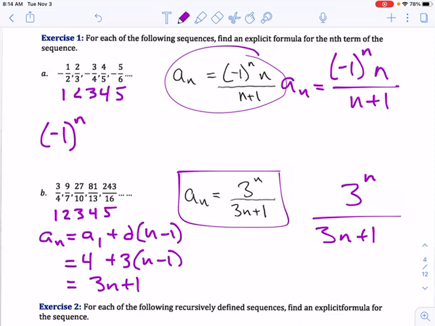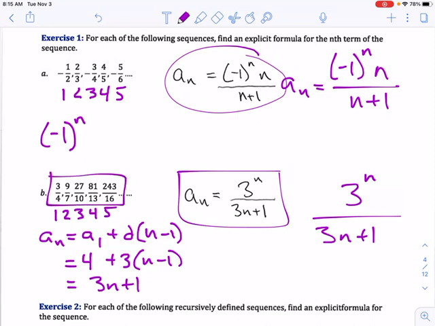So that would be my formula for the general form. And of course, I didn't do it with either one of these, but you can check once you get your nth term formula. Try the first few terms. Make sure that you get these terms over here.